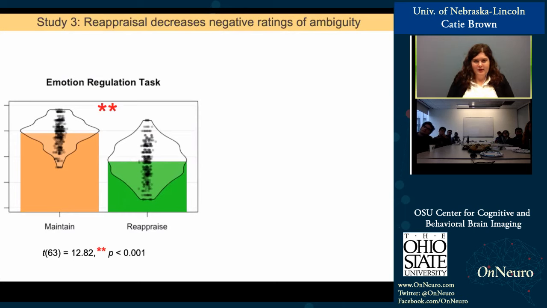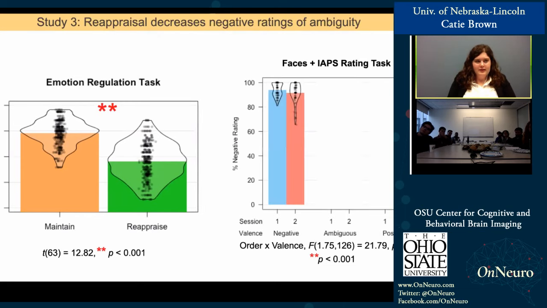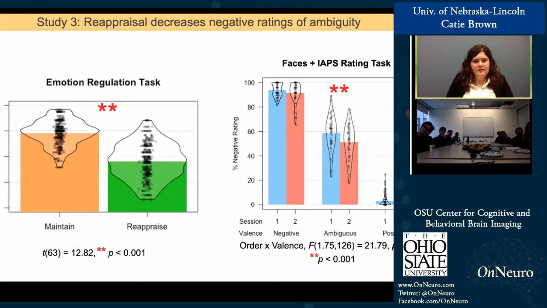after the maintain blocks. And again, with the behavioral ratings of the stimuli, we see that negative stimuli didn't change across session, but the ambiguous stimuli did, while the positive stimuli also remain the same across session. So again, replicating the results from study 1 and study 2 here in study 3.